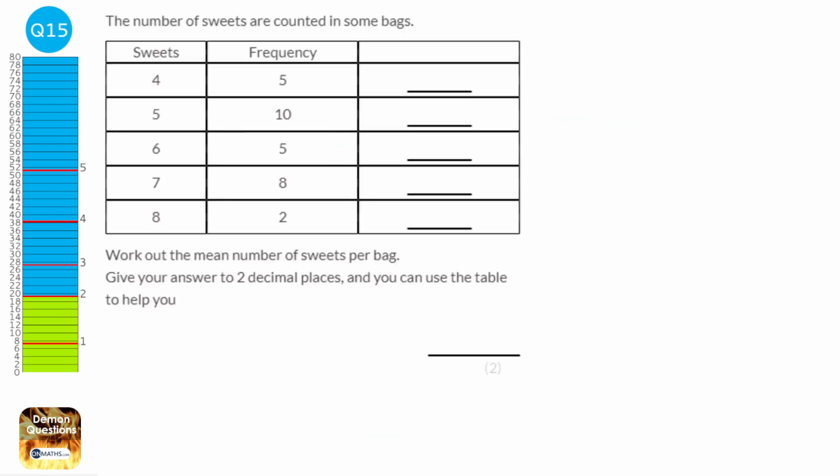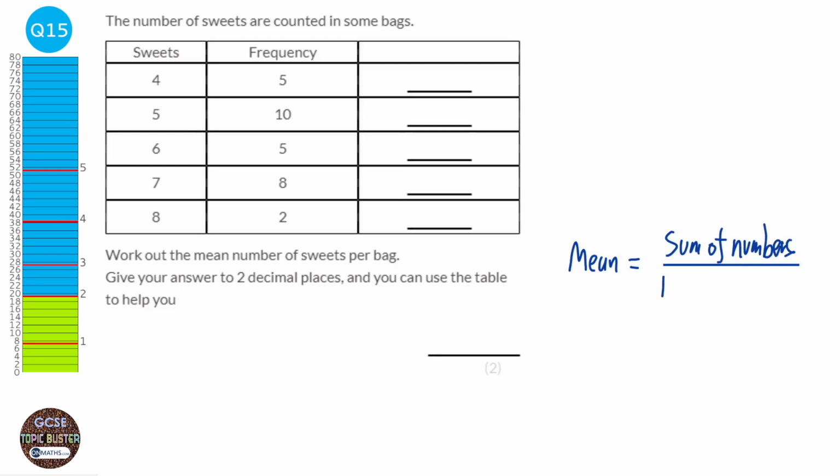To work out the mean, what we need to do is work out the sum of the numbers, basically add them all up and divide that by the amount of numbers. Now, when we're given the numbers in a frequency table, it's a little bit more tricky to find the sum of the numbers and the amount of the numbers, but there are some really strong techniques.